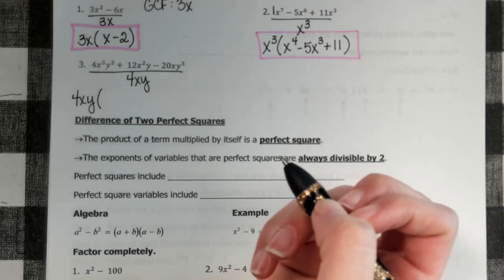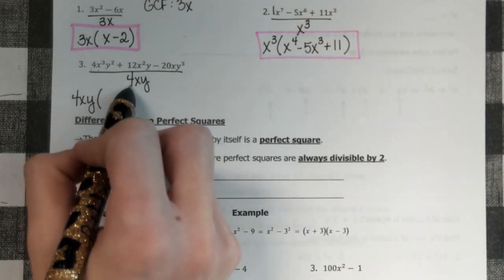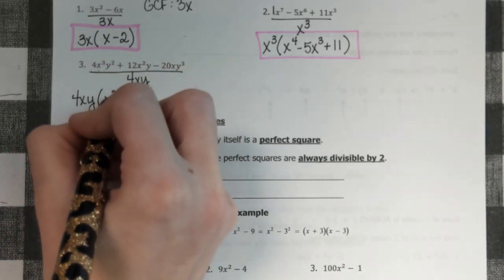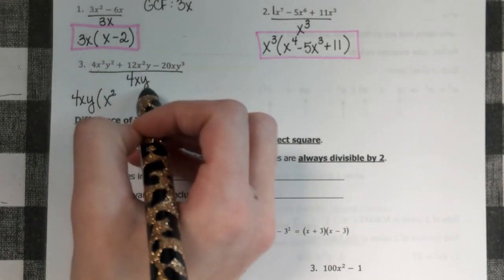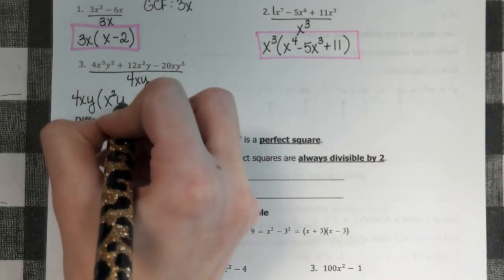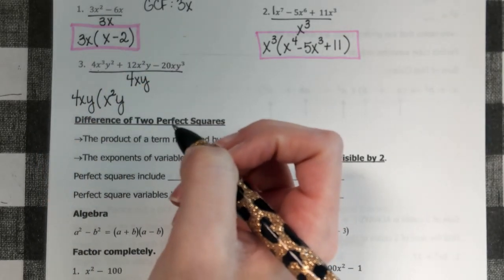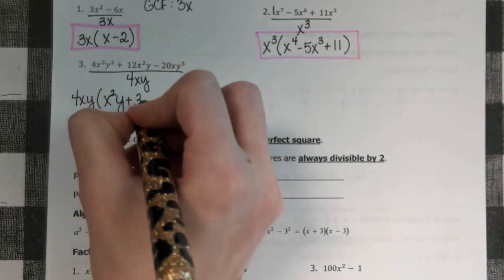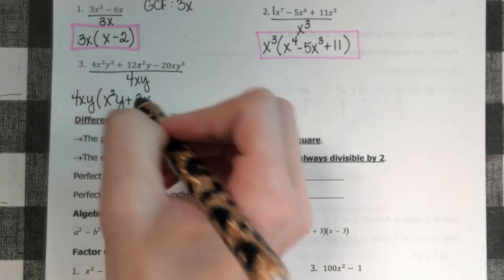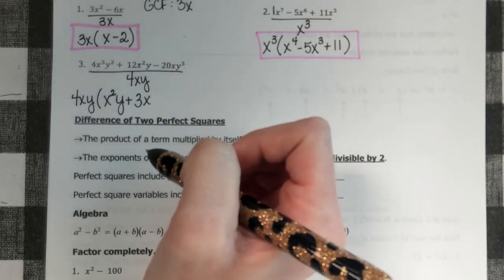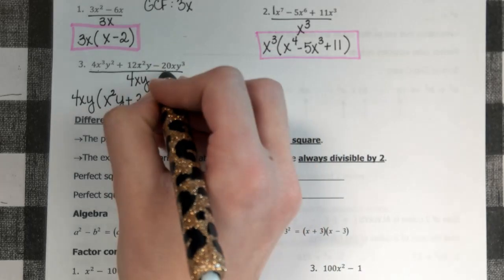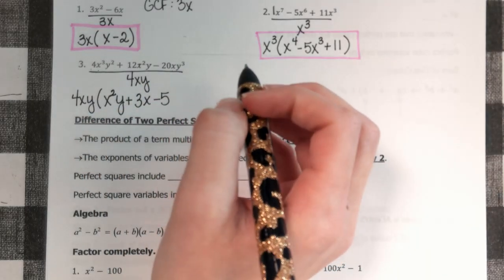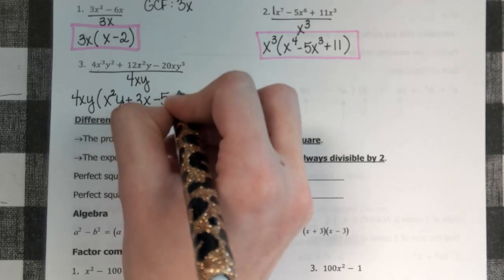And I divide each term. 4 divided by 4 is 1. X cubed divided by x leaves me with x squared. Y squared divided by y leaves me with y. And then I've got 12 divided by 4, which is 3. X squared divided by x is just x. Y divided by y is cancelled. So I don't have 1 remaining. Okay. And then negative 20 divided by 4 is a negative 5. X divided by x cancels. Y cubed divided by y leaves me with y squared.